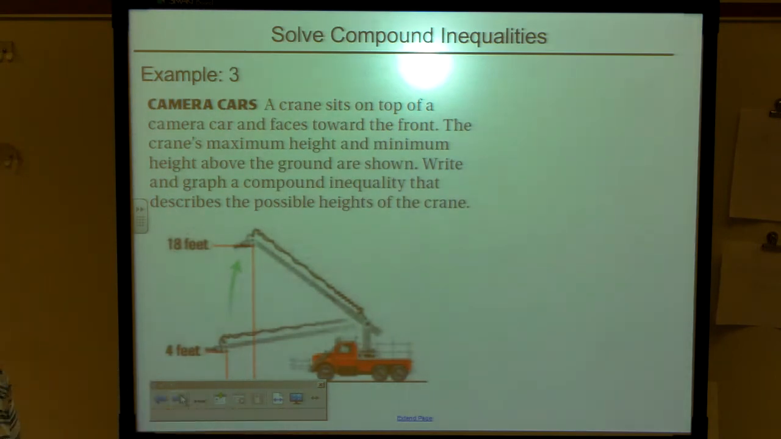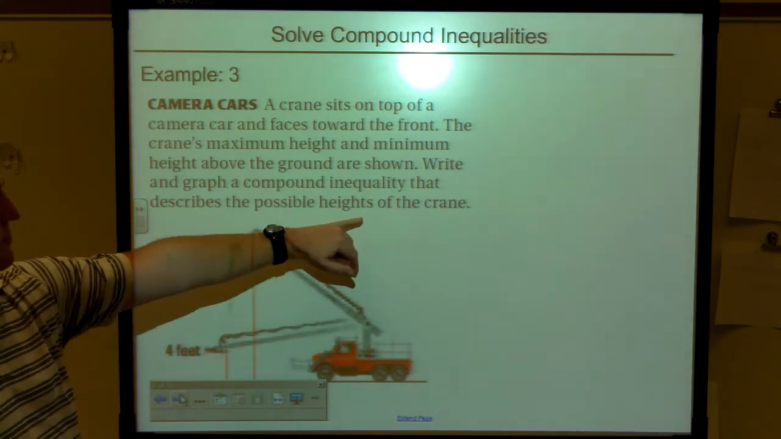Okay. Example 3: a crane sits on top of a camera car, faces towards the front. The crane's maximum height and minimum height are shown here. This might be a little difficult to read. Write and graph a compound inequality that describes the possible heights of the crane.